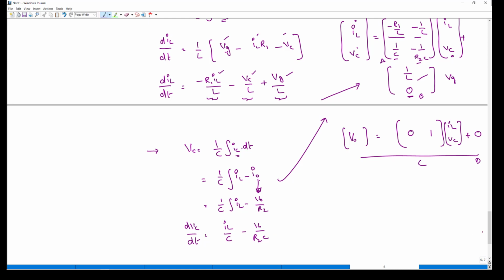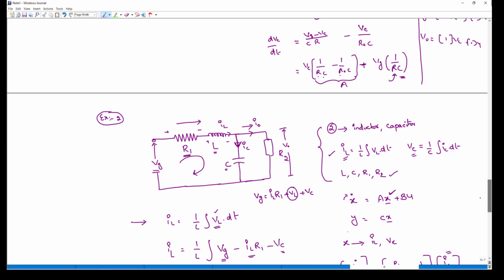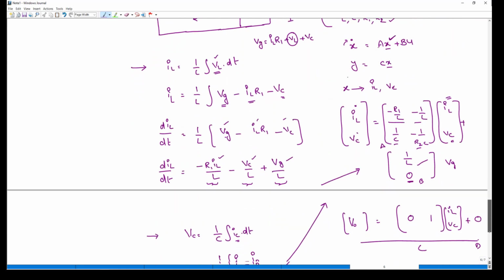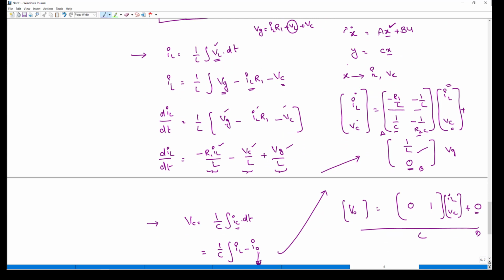Now let us bring it to output. Output is V naught. V naught is directly linked to Vc. There is no IL term indicated here. So V naught is equal to directly Vc, so the IL term will become equal to 0. D is always 0. So this matrix is the A matrix, this matrix is the B matrix, this matrix is the C matrix, and the D matrix is 0. This is the simplest way of representing your state space analysis.